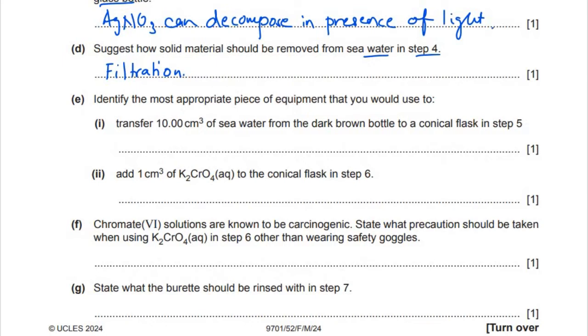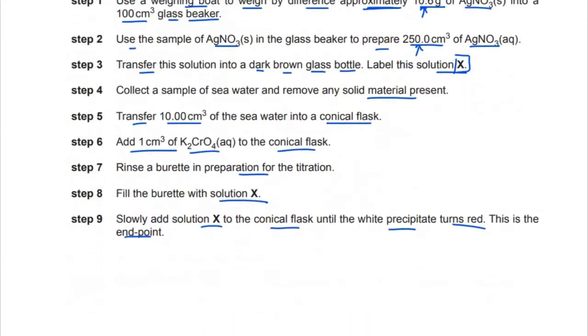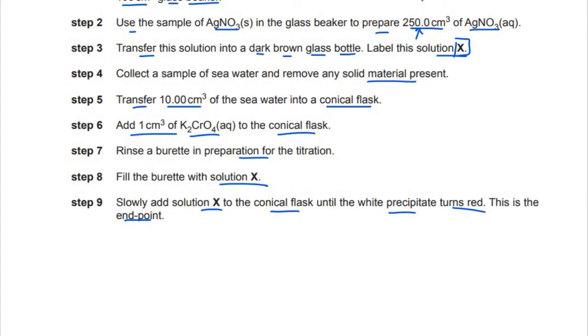The next question is, identify the most appropriate piece of equipment that you would use to transfer 10 centimeter cube of sea water from the dark brown bottle to a conical flask in step 5. Now what is step 5? Let's have a look. Step 5 says transfer 10 centimeter cube of sea water into the conical flask.